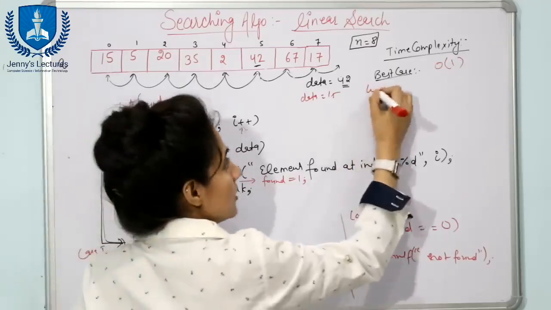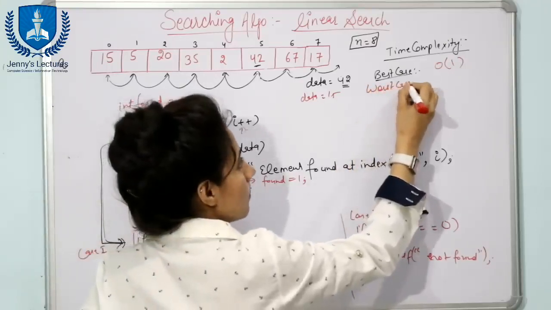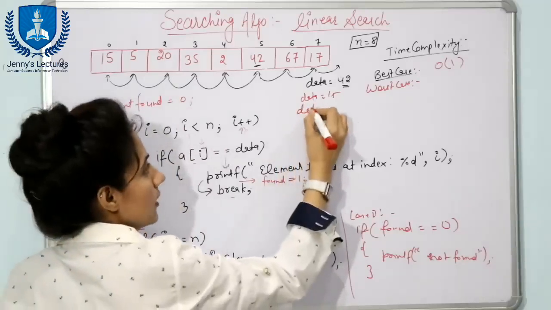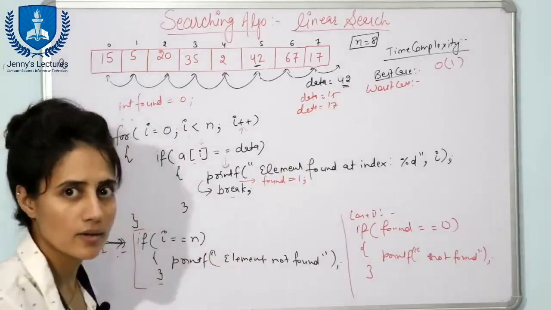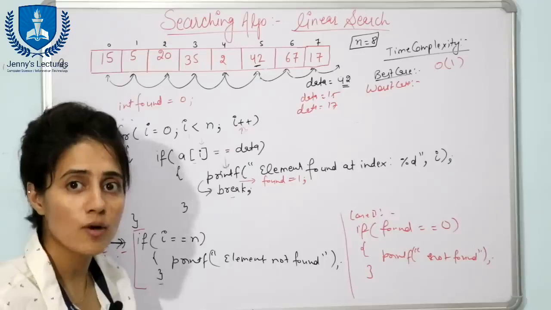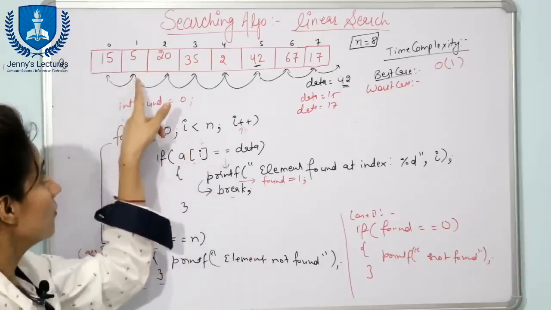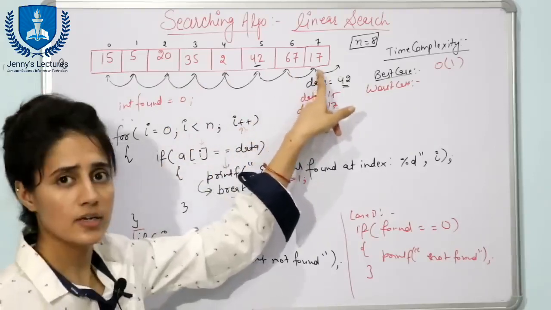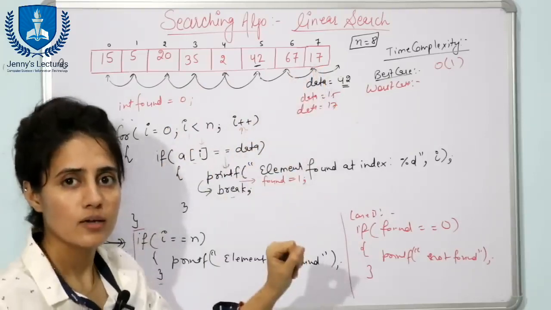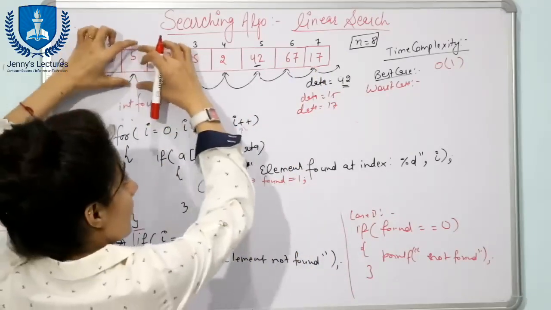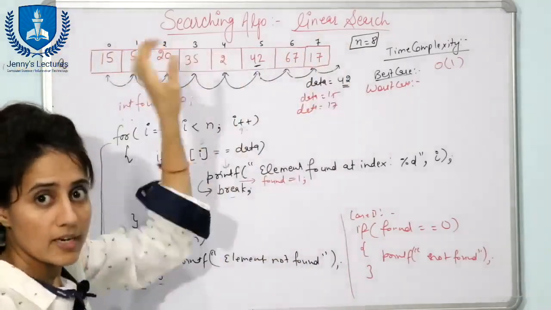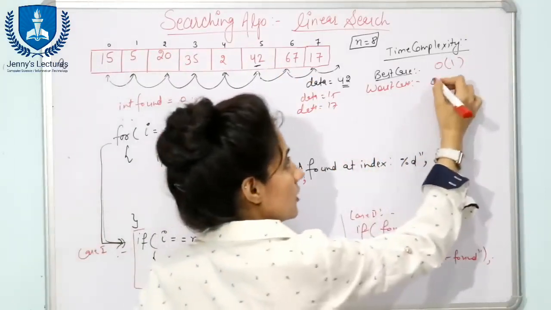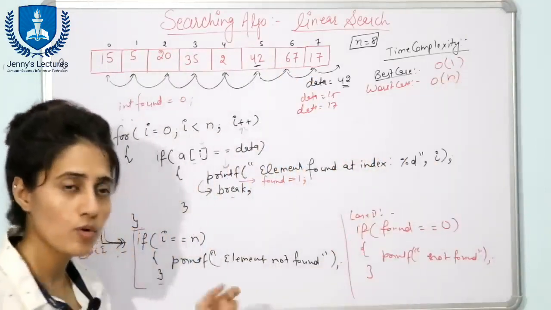What about the worst case? Worst case means, suppose you want to find the data 17 here. How many comparisons do you have to do? First 15, then 5, then 20, then 35, 2, 42, 67 and then 17, and here you got the data. That means n comparisons, 8 comparisons, right? So that is why the time complexity in the worst case is order of n, where n is the total number of elements.